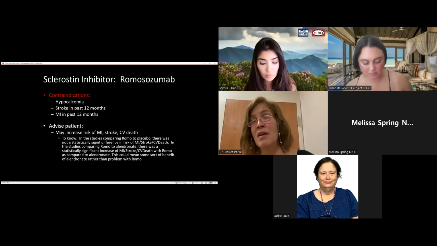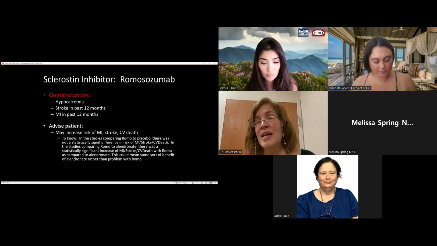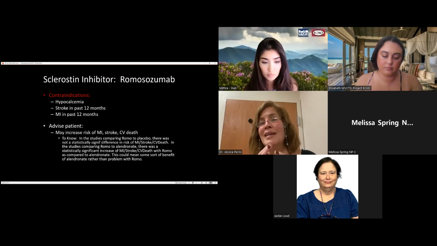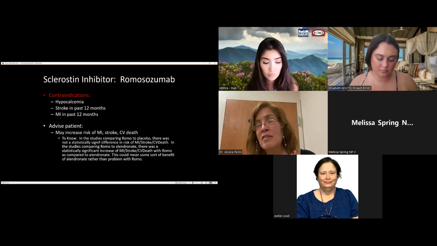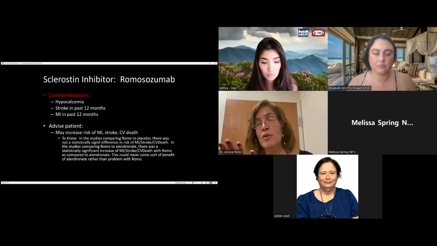We don't know, but this is an extremely good bone builder. It is the strongest of the osteoporosis medicines in terms of increasing your bone mineral density. So if you have a patient who is fracturing left and right, and they haven't had a stroke or a heart attack in the past year, the likelihood of this medicine actually causing them to have an MI or stroke is very low, and their risk of additional fractures from their personal history is very high. So you weigh your pros and cons.